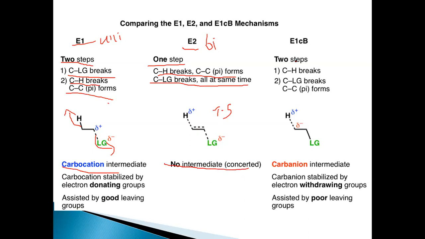And the E1CB mechanism is also a two-step mechanism, just the reverse of E1. In the first step, the C-H bond breakage occurs. In the second step, the C-Nu bond breakage occurs, that is, the leaving group breaks, resulting in the formation of a pi bond here. So this is shown pictographically here, and it proceeds through a carbanion intermediate. Yes, and the carbocation is stabilized by electron donating groups, and the carbanion is stabilized by electron withdrawing groups.